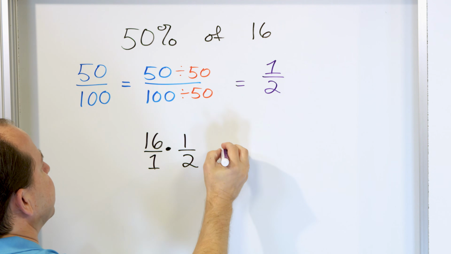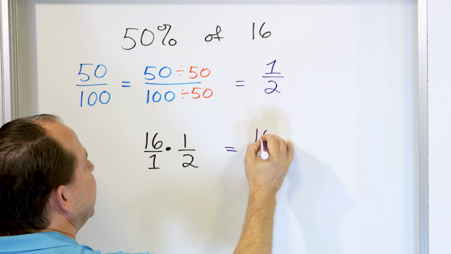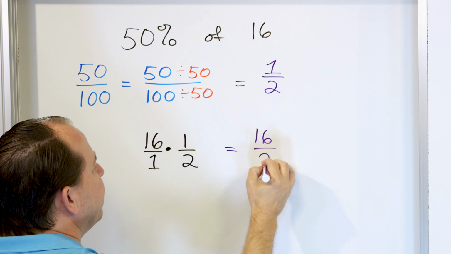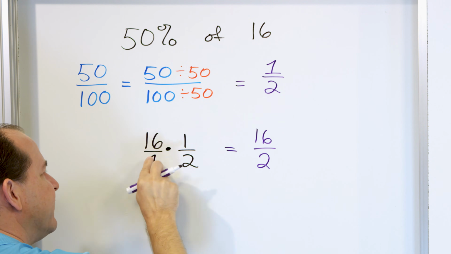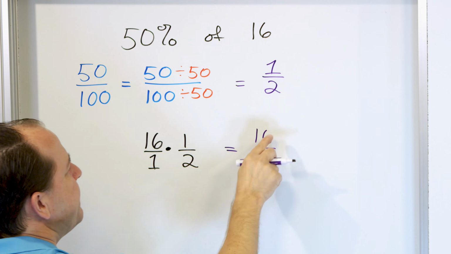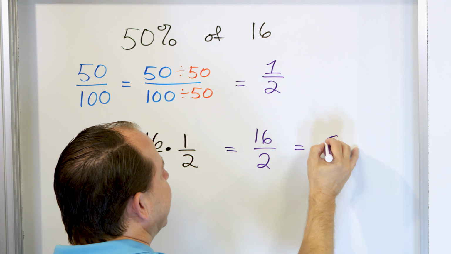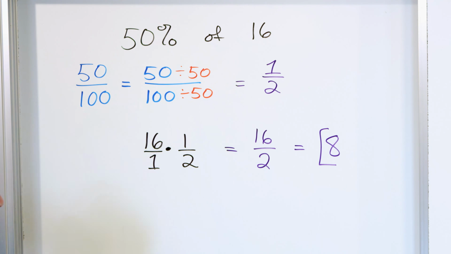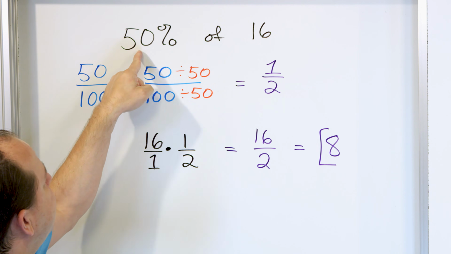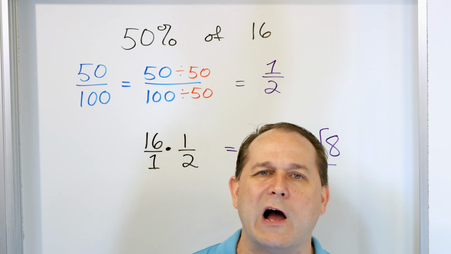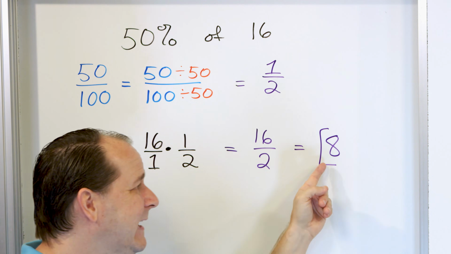Now in this case, multiply. 16 times 1 is 16, and 1 times 2 is 2, because we multiply fractions, we multiply the tops and we multiply the bottoms. Now 16 divided by 2 is 8, and that's the final answer. So if I tell somebody, I'm going to give away 50% of my 16 rocks, then that means I'm giving away 8 of my rocks.